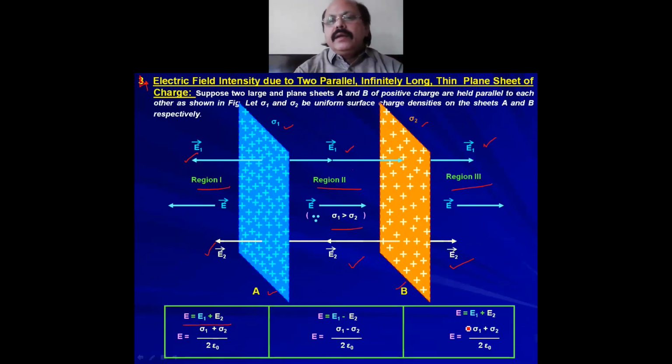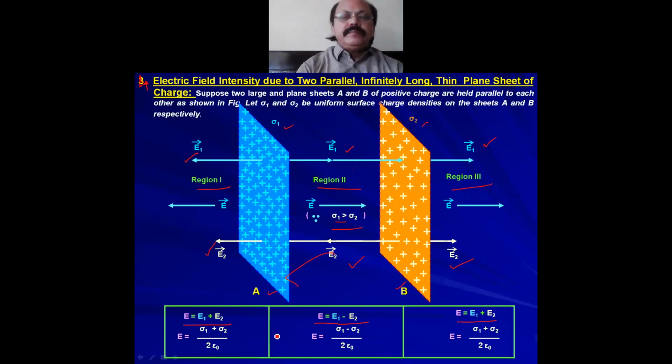So in the first region and the third region, the total electric field intensity is E1 plus E2. But in the second region, they are acting in opposite direction. And since sigma 1 is greater than sigma 2, the direction of the electric field intensity is along the direction of the E1 vector. In magnitude form, it becomes E equal to E1 minus E2. Now you substitute the values of E1, E2.